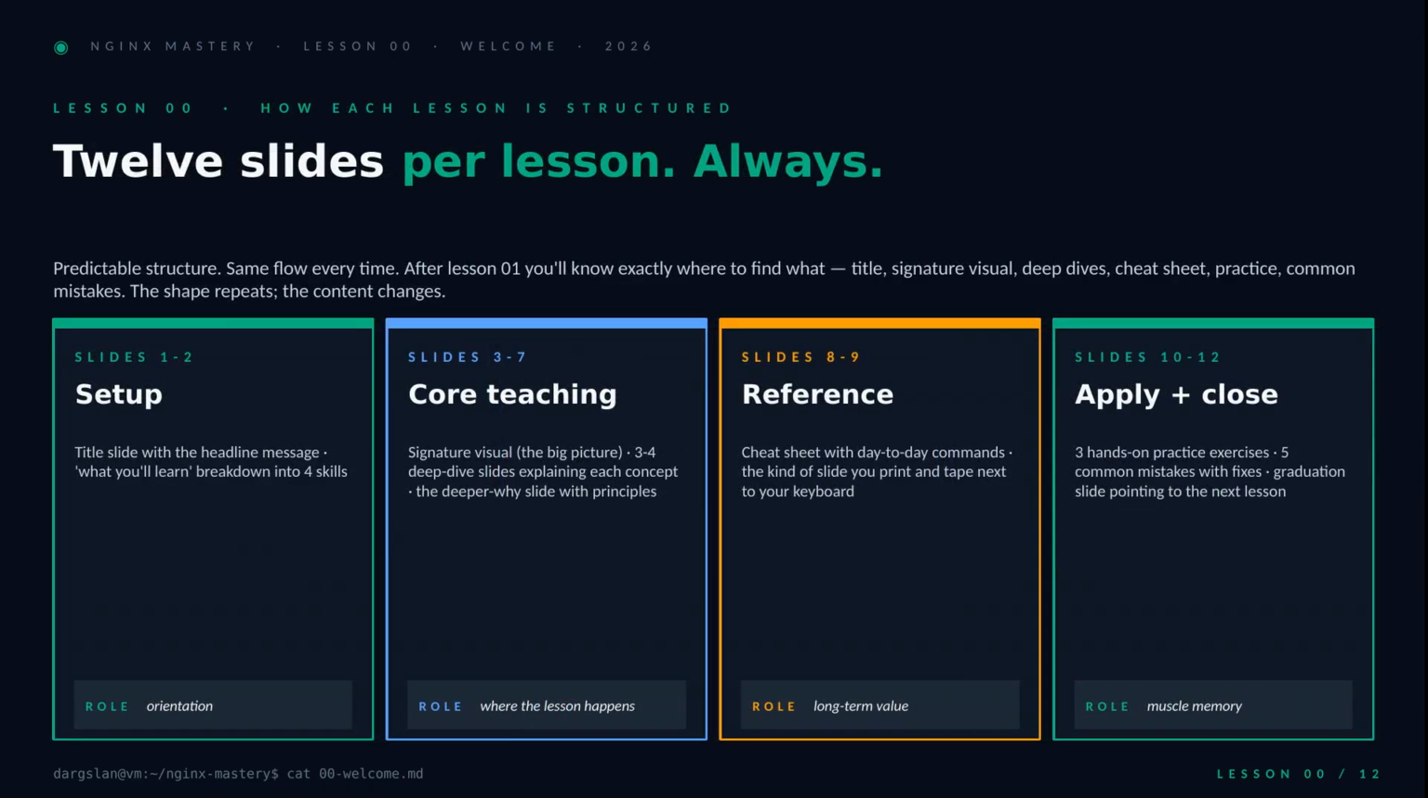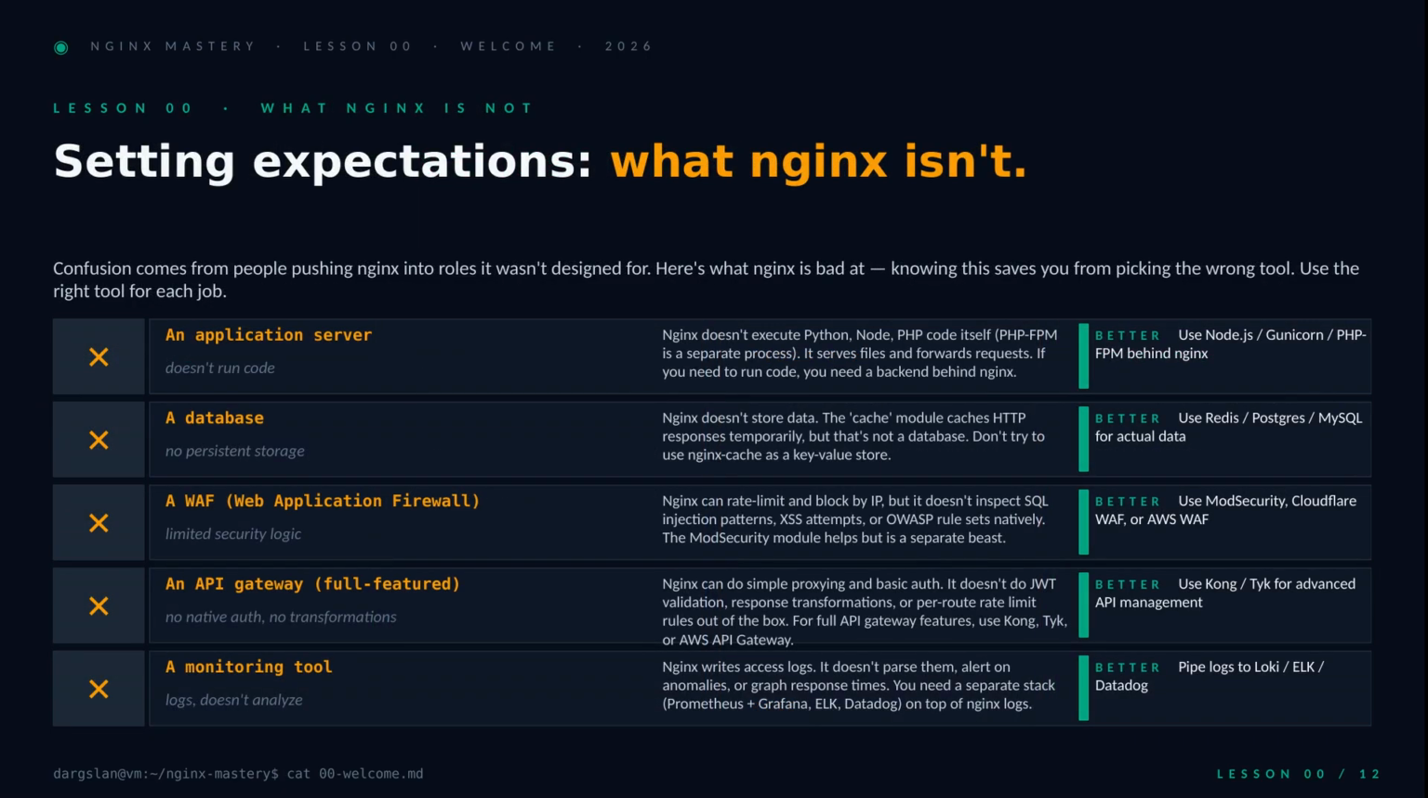Whichever path you pick, every lesson follows the same 12-slide rhythm. Slides 1 and 2 get you oriented, title, and what you'll learn. 3 through 7 are the real teaching: a signature visual, a few deep dives, and a slide on the deeper why. 8 and 9 are your cheat sheet, the page you print and tape next to your keyboard. And 10 through 12 are where you actually do the work: 3 exercises, 5 common mistakes, and a handoff to the next lesson. Before we go any further, let's set expectations by talking about what Nginx isn't.